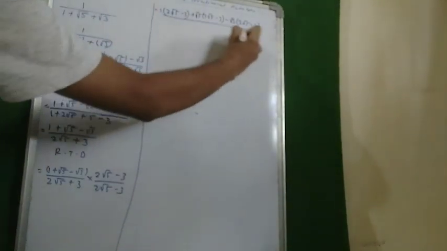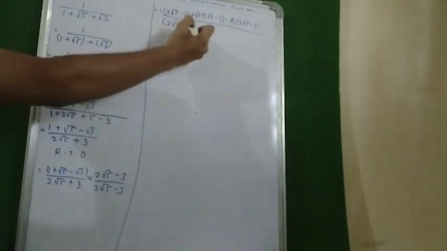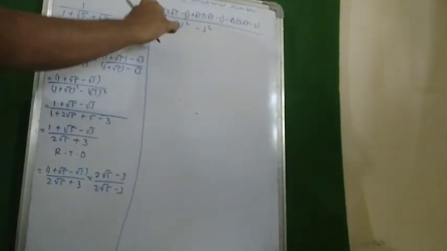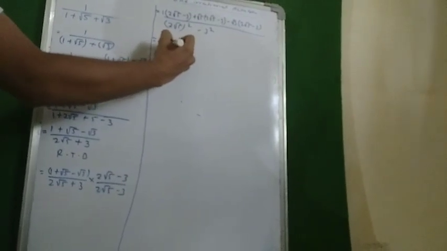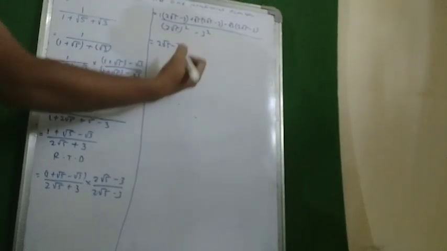Okay. Now in the denominator we have a plus b, a minus b, that is a square minus b square. So 2 square root of 5 the whole square minus 3 square. So a square minus b square. Okay. When I multiply this, 1 multiplied by anything is the number itself. So it is 2 square root of 5 minus 3.